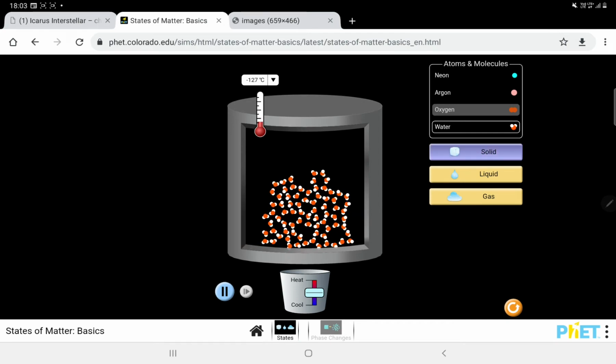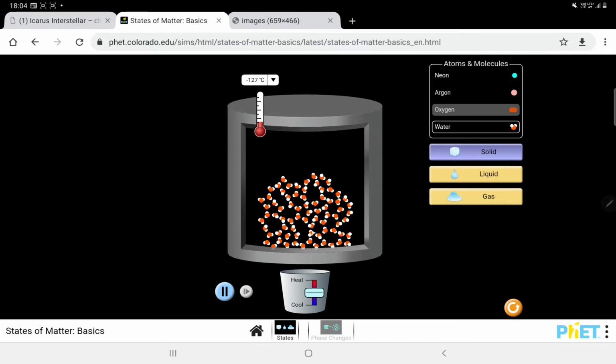So let us go back to solids. This is the solid state of water that I've chosen. The temperature is minus 127. This is too low. Now you see the molecules of water. Now molecules are made up of atoms. Anyways, these molecules of water are very close to each other and they are vibrating. Now if I add heat, let us observe what happens. Where will these molecules go? Will they come closer to each other or move far away from each other?